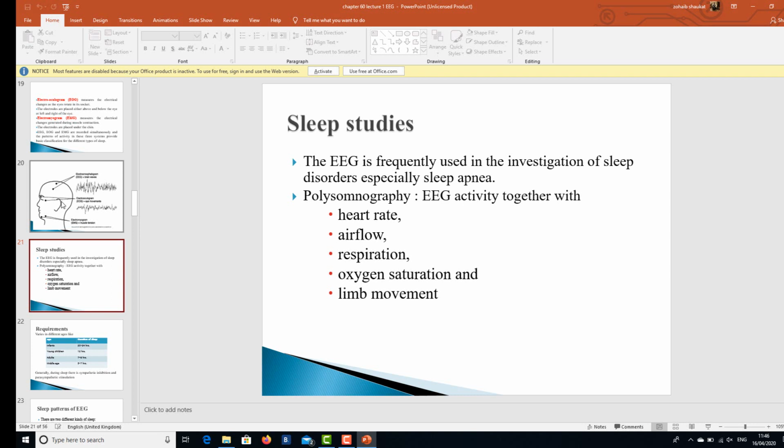electroencephalogram is going to tell us broadly about different sleeping disorders, especially sleep apnea. In polysomnography, there is electroencephalogram activity recorded together with the heart rate, airflow, respiration, limb movement, and oxygen saturation.